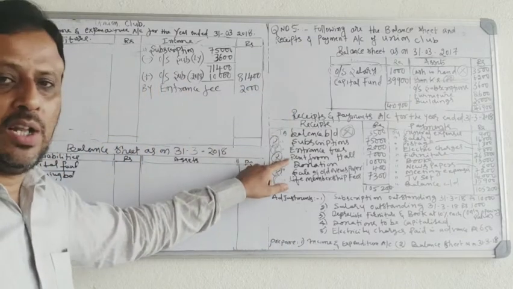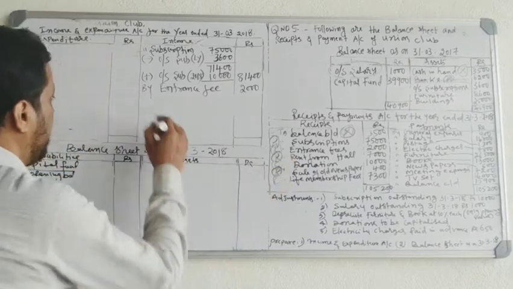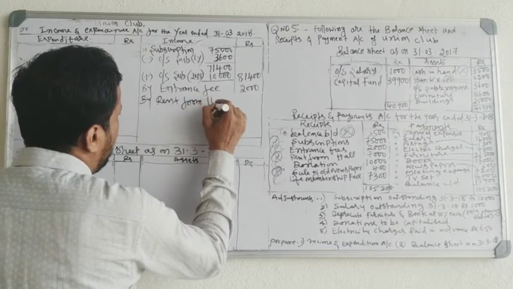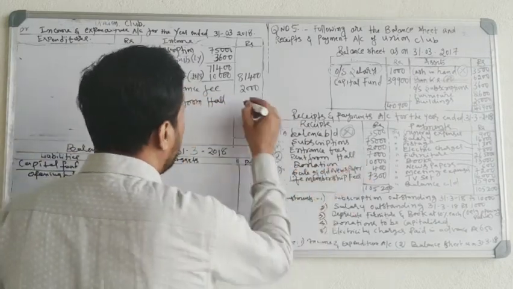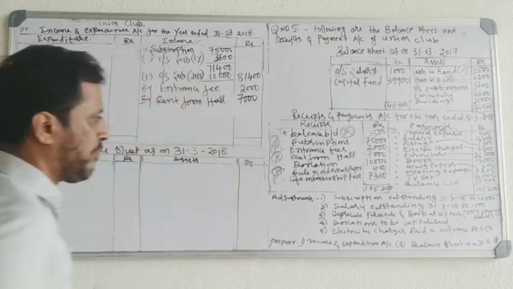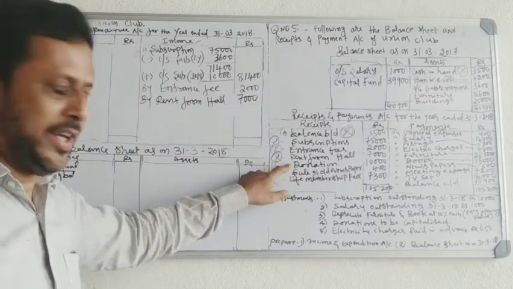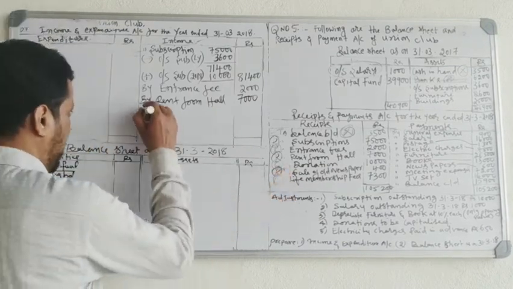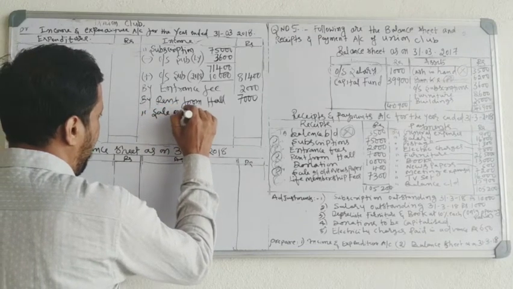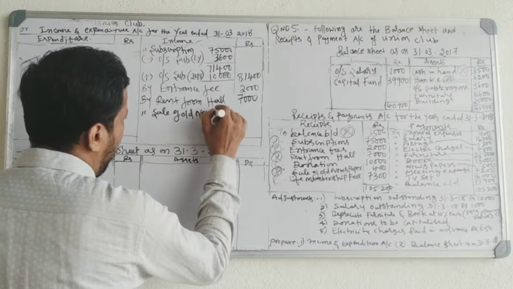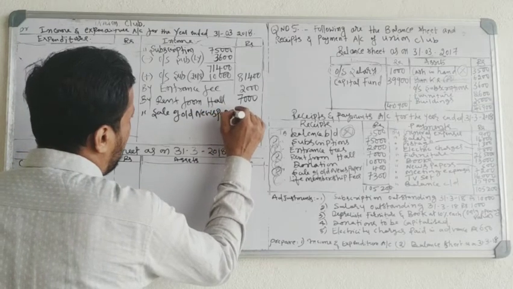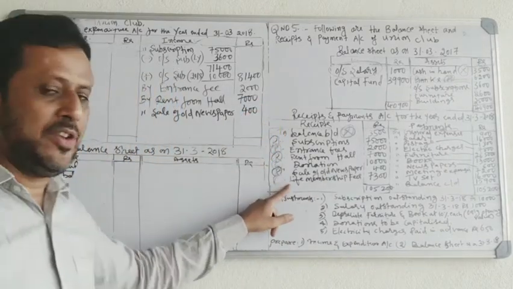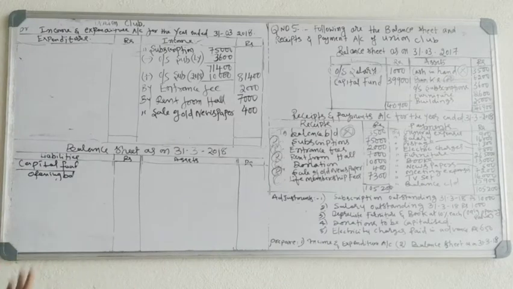Then rent from hall. Rent is received regularly, a revenue receipt. Rent from hall, how much? 7,000. Then donation, don't take it. Take it in the balance sheet because it is a capital receipt. Sale of old newspaper, revenue receipt, 400. Then life membership fees, capital receipt, take it in the balance sheet. Okay, so incomes were completed.